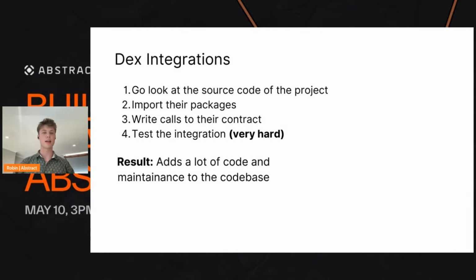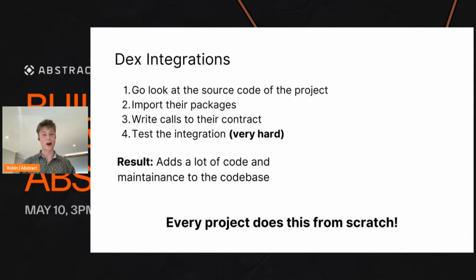And testing it is oftentimes very hard, because sometimes the source code is not available. And if it is available, then you need to instantiate their contracts in your own tests and then interact with them. So there's really a lot of work that goes into integrating with an exchange. And that's like one exchange. Let's say you wanted this DCA application to be agnostic to what exchange it uses. Then you're in for a very rough time, because you have to integrate with every single exchange and make it work and test it and keep it maintained, etc., etc.